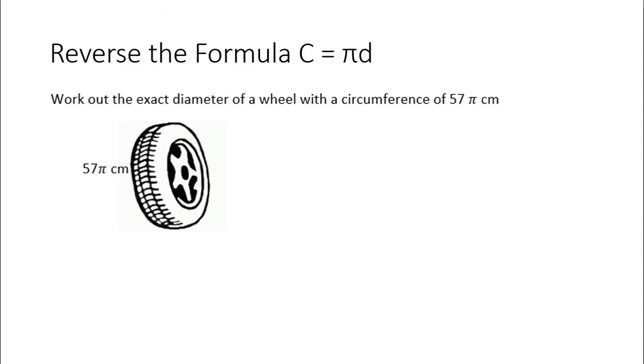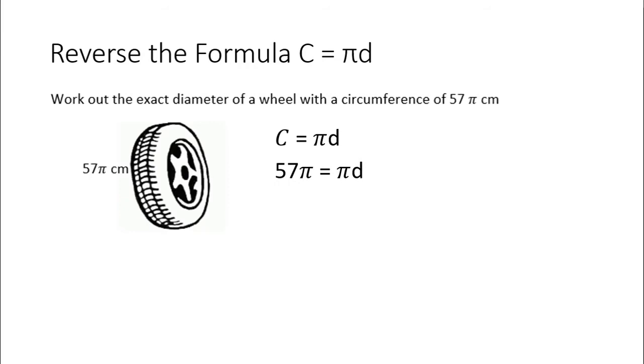Next, we're trying to work out the diameter of this wheel, which has a circumference of 57 pi. Again, we're going to use the circumference formula because we're given the circumference. We use the formula that would help us define that. And we're going to use the formula that involves d, the diameter, because that's what we're trying to work out. So setting up that formula, c equals pi d. If we know the circumference, we'll substitute that into the formula. So 57 pi is equal to pi d.